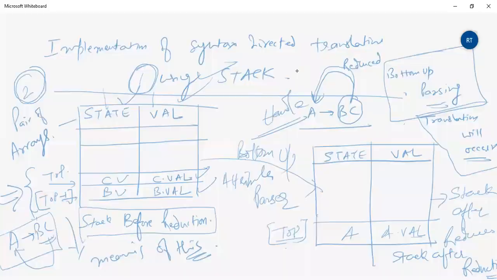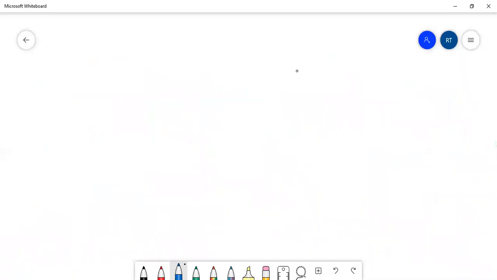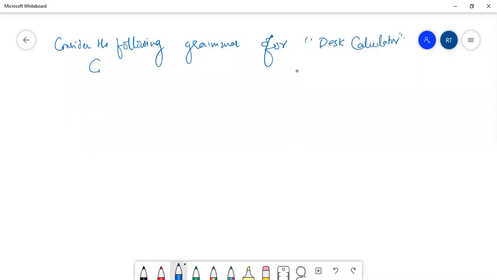Further, we start with an example. The example says to consider the following grammar for an application such as a desk calculator, and the production rules of this particular grammar G are: S tends to E dollar. Dollar signifies the right hand marker, the end of the string. E tends to E plus E.